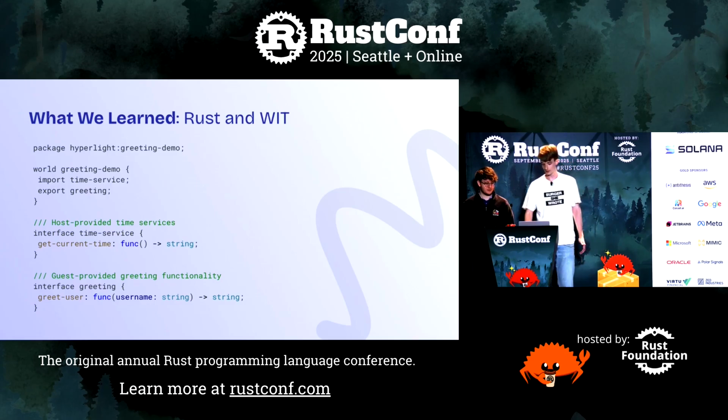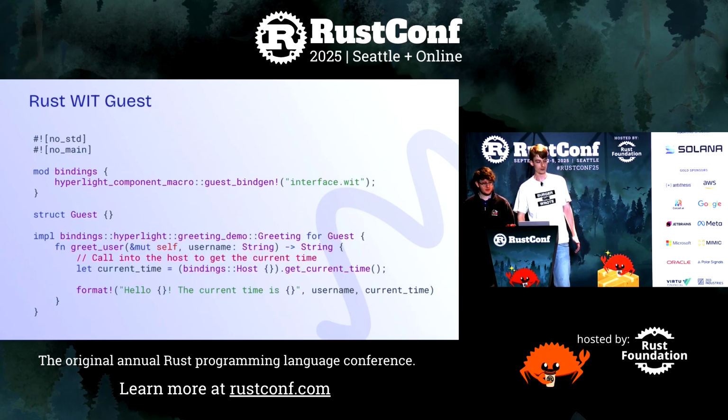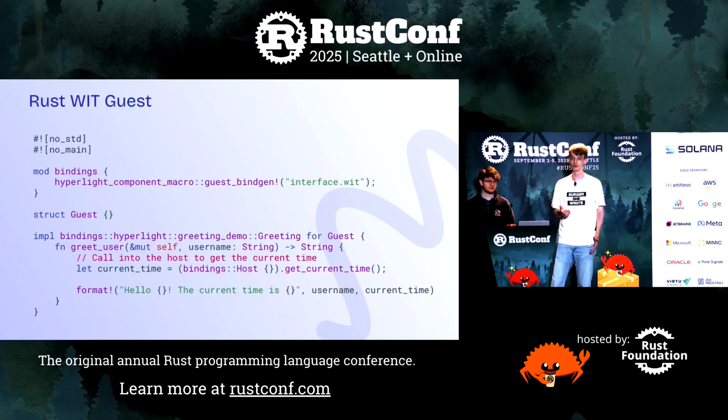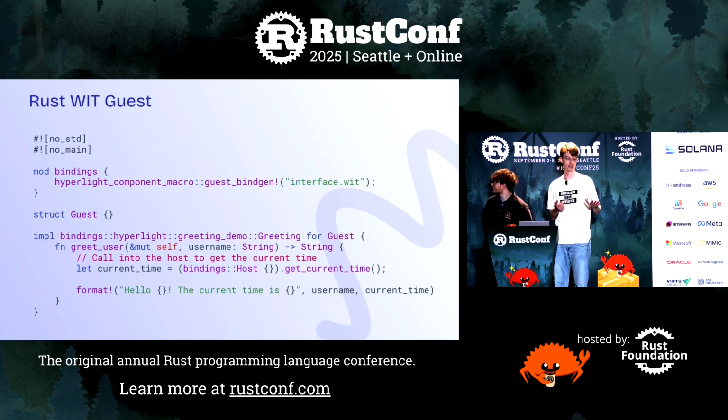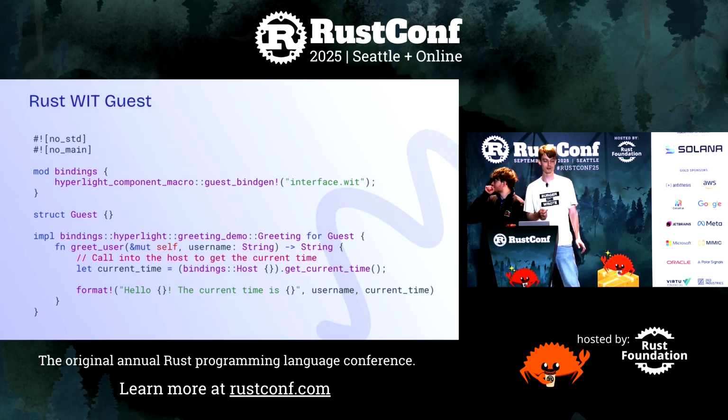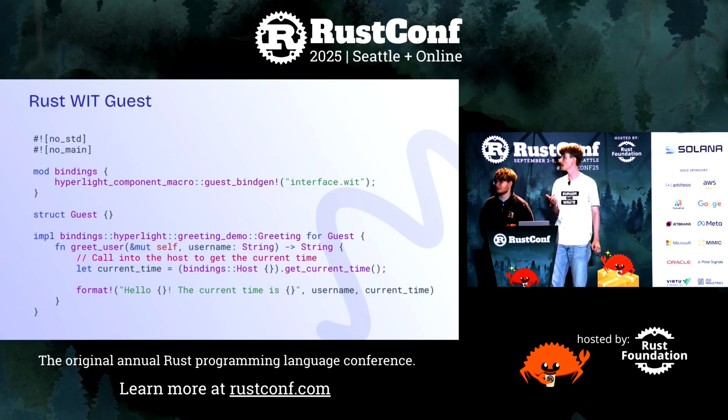So given this WIT, we can create a Rust guest based on it. Here we have a Rust Hyperlight guest. You can see it's no_std, no_main. And the first macro we have at the top of the screen is guest bindgen. It takes in a path to a WIT file like the one we saw before. And what this does, at compile time, is generate some type-safe traits that the developer can implement.